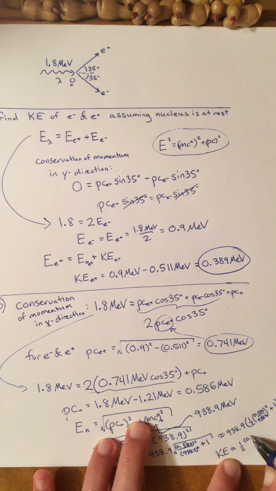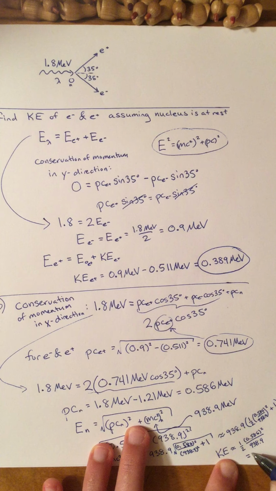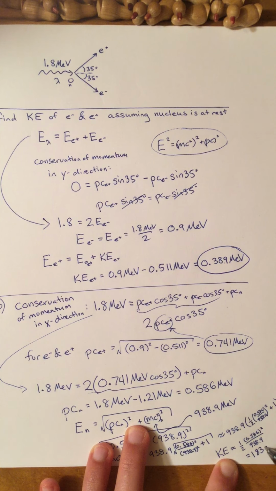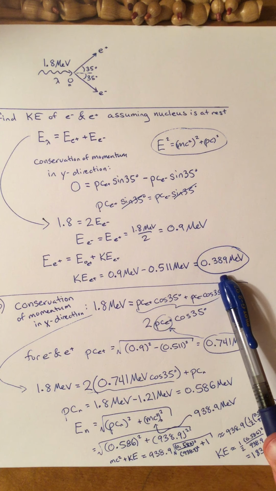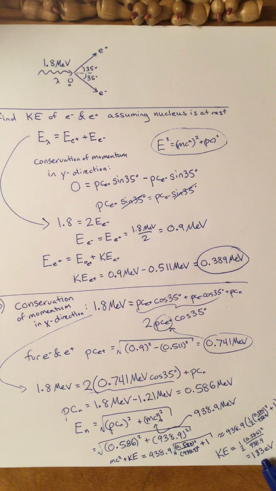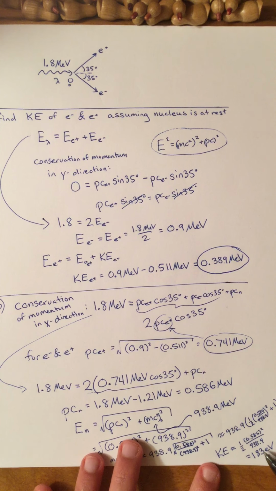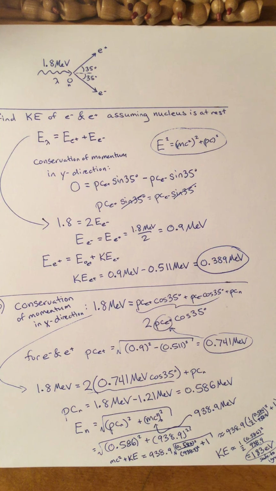1/2 of 0.586 squared divided by 938.9. And that gives me 183 electron volts, compared with what we had up here for the kinetic energy, which was 0.389. So compared to 0.389 mega electron volts, 183 electron volts is not significant. So this is the kinetic energy, and this is safe to ignore. That concludes problem 41.